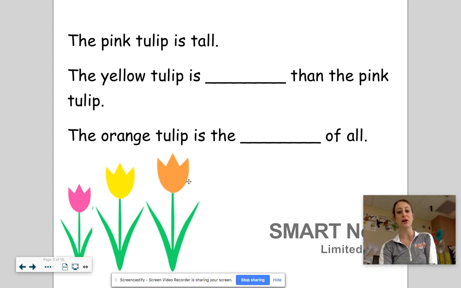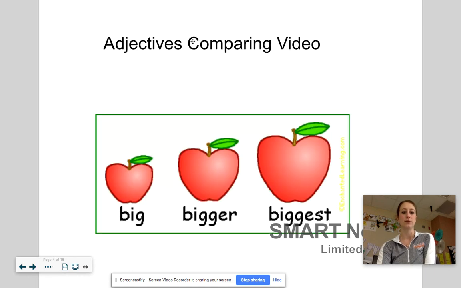But now we're comparing all three of them. The orange tulip is the blank of all. Well, the orange tulip is the tallest because we're comparing more than two of all. So we would have to add EST to the end of our adjective. So I have a video here, and it's just a video to help you get a better understanding.